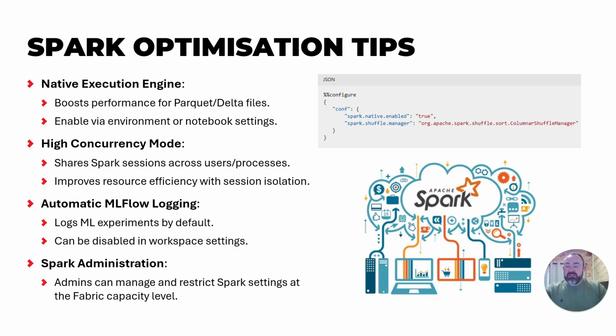Optimization tips. So the native execution engine boosts performance for Parquet and Delta files. We can enable that via the environment or the notebook settings. High concurrency mode shares the Spark sessions across users and processes and improves resource efficiency with session isolation. Automatic MLflow logging logs ML experiments by default and can be disabled in the workspace settings. And Spark administration: the admins can manage and restrict Spark settings at the Fabric capacity level.